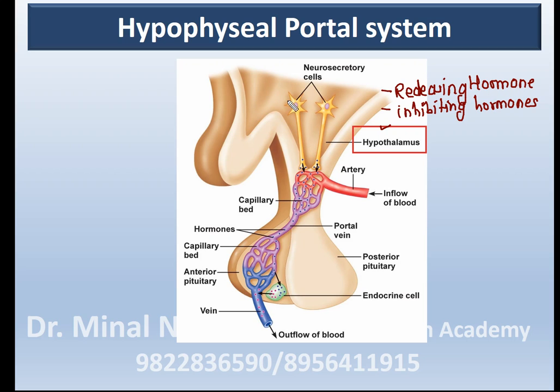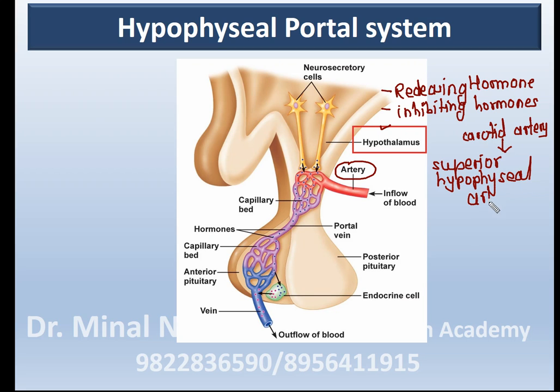So directly from hypothalamus the hormones should be transferred to pituitary gland, and for this you have a hypophyseal portal system. Now look at here, the artery which is going to supply the blood to hypothalamus, which forms two capillary beds, is actually a branch of carotid artery. So let us start with a carotid artery. That carotid artery further forms superior hypophyseal artery. Now this superior hypophyseal artery will form a capillary. So this artery which is shown here is actually a superior hypophyseal artery.